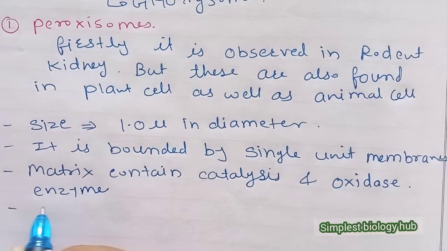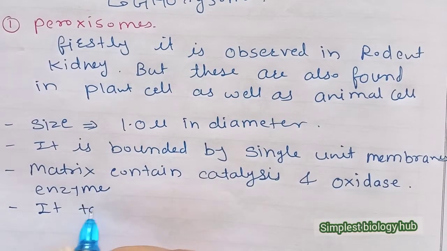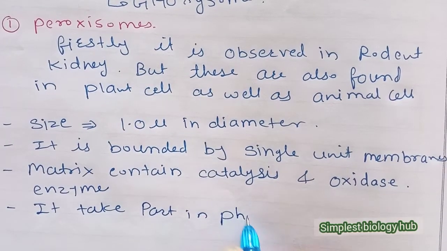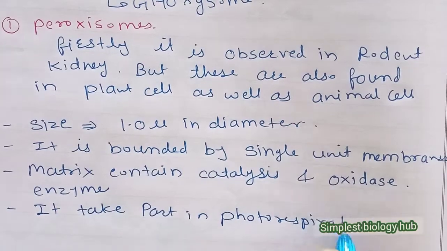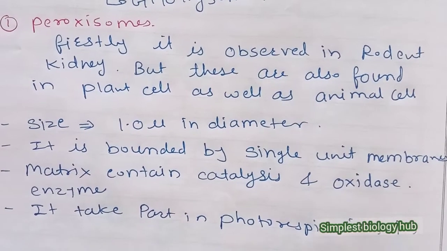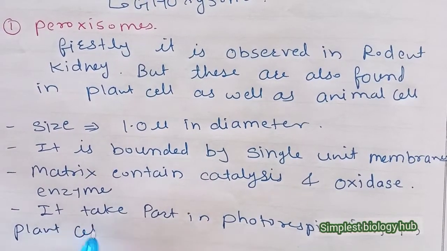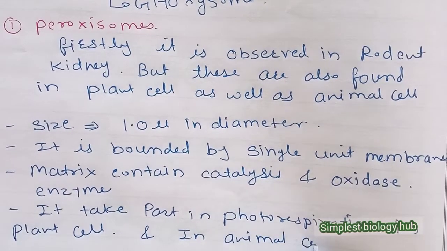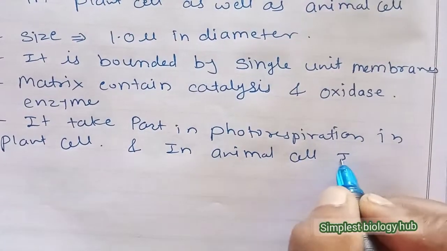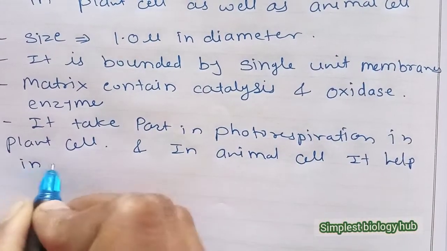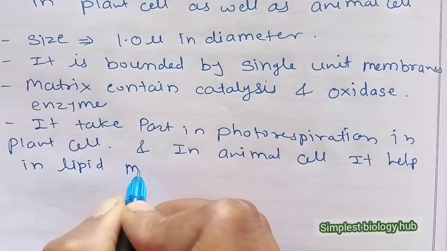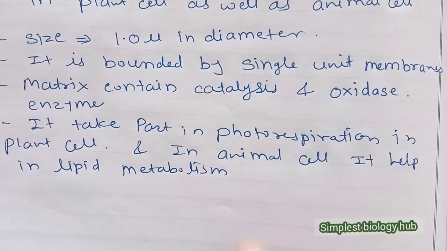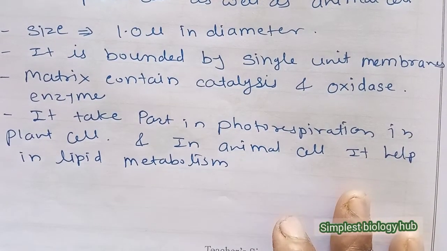Whenever we talk about the function of a peroxisome, it takes part in the photorespiration process in plant cells, and in animal cells it helps in lipid metabolism. These are the two main functions of the peroxisome in the case of plant cells and animal cells.